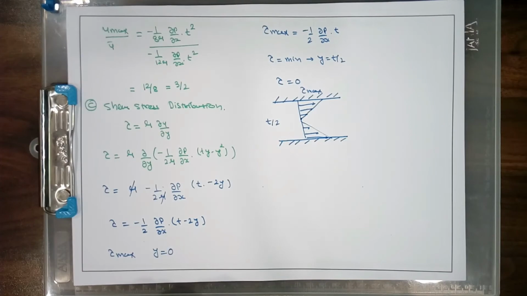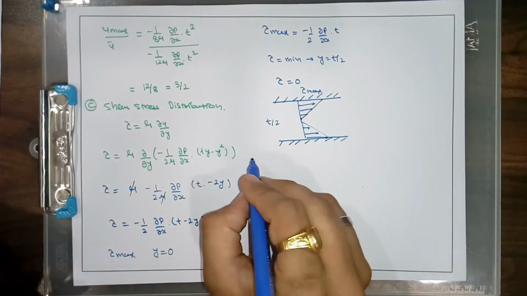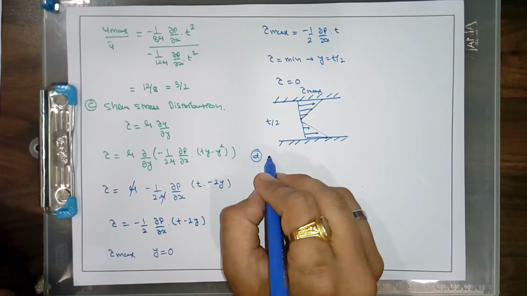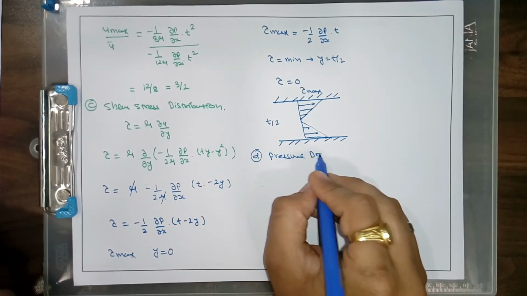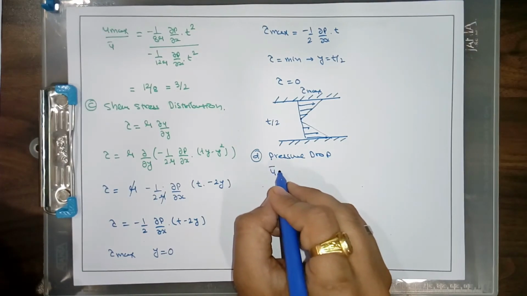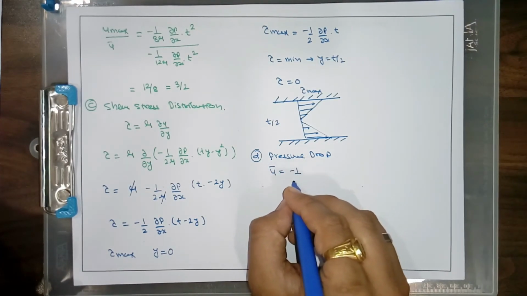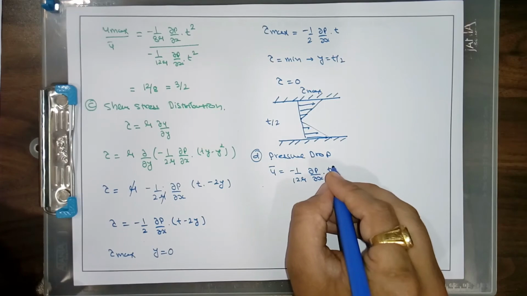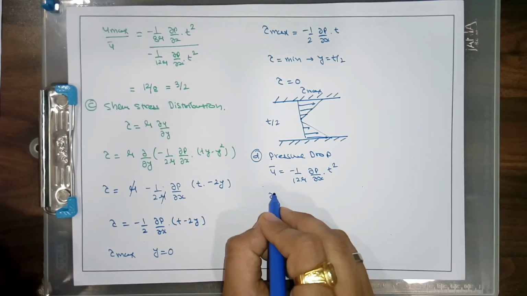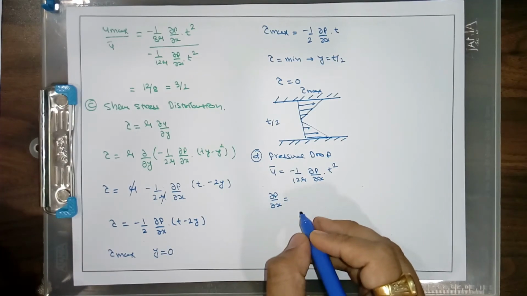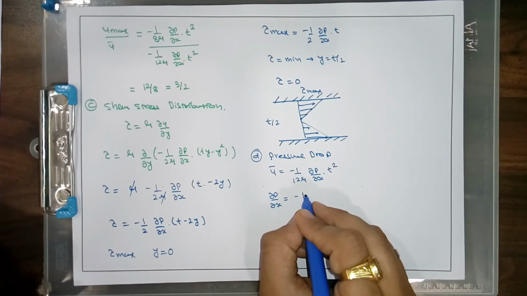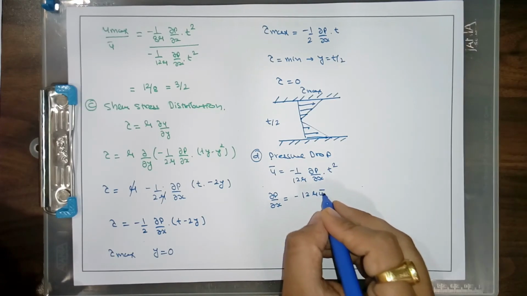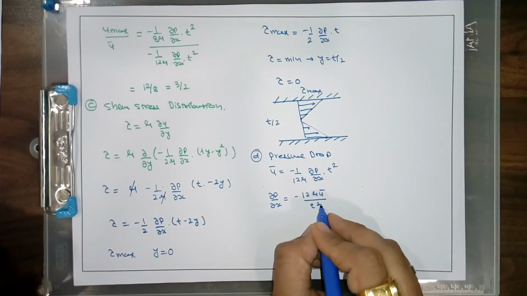Now students, after discussion of the shear stress distribution, we are going to calculate the drop of pressure head for a given length of this plate. So we are going to calculate the pressure drop. We know that u-bar is -1/(12μ) ∂p/∂x into t². Now we make ∂p/∂x the subject from this expression. So we get -12 μ u-bar upon t².